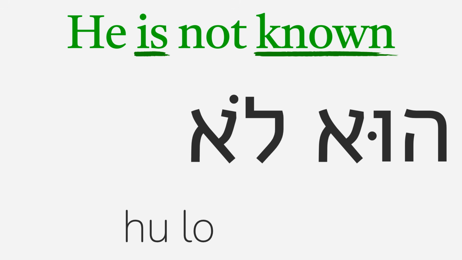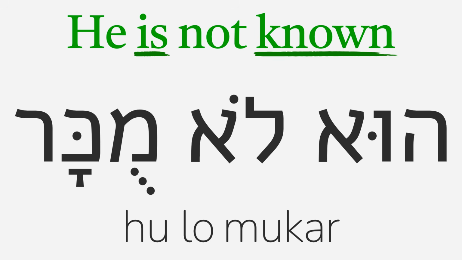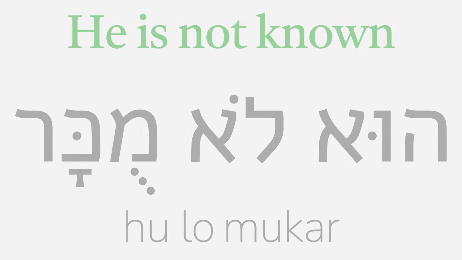It will also be in the masculine singular form of the present tense. This verb is mukar. It also has a root letter missing, the first nun, and an u vowel on the mem prefix for the present tense. With roots beginning with nun, this u vowel is usually spelled with a kubutz. Hu lo mukar. He is not known.